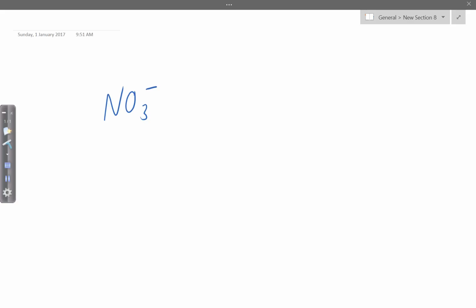This one? This one? Why not this one? Or this one? They say give ammonium ion. Ammonium ion, right? So it must be this. Correct? So now you know that it is this equation, NO3 minus plus 10H plus 8 electrons, right?